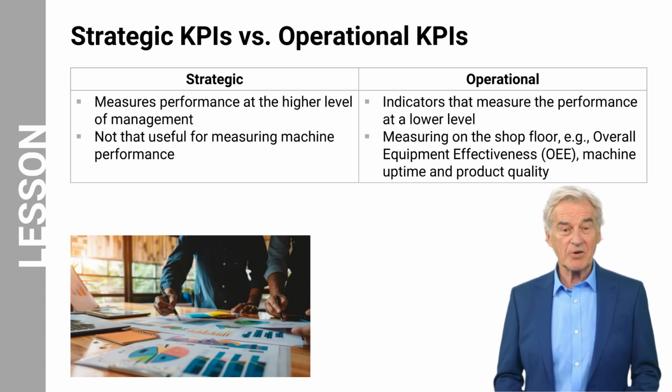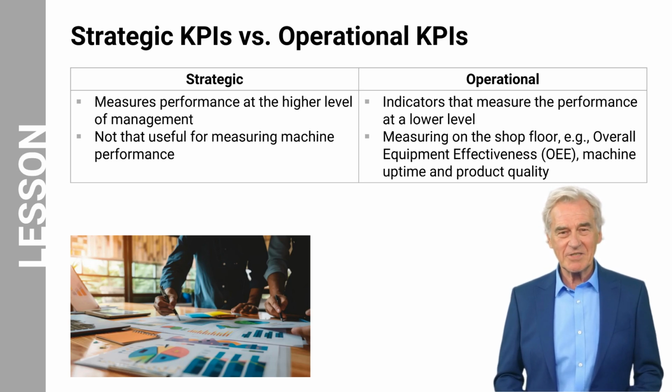Examples include overall equipment effectiveness, abbreviated as OEE, which measures the effectiveness of equipment and identifies areas for improvement in production, machine uptime, which tracks the amount of time machines are operational versus downtime, and product quality, which measures the defect rate and consistency of the final product. To summarize, strategic KPIs guide long-term planning, while operational KPIs help optimize daily operations and machine performance.